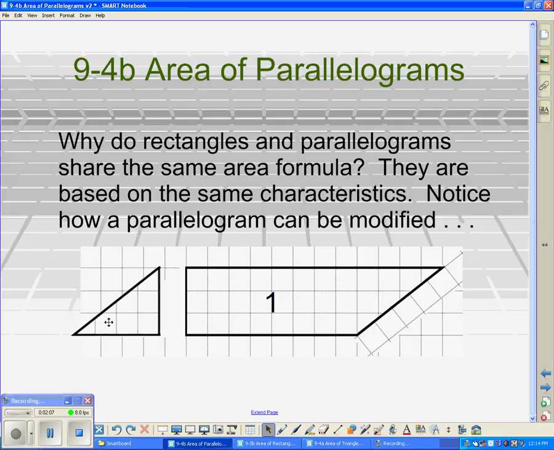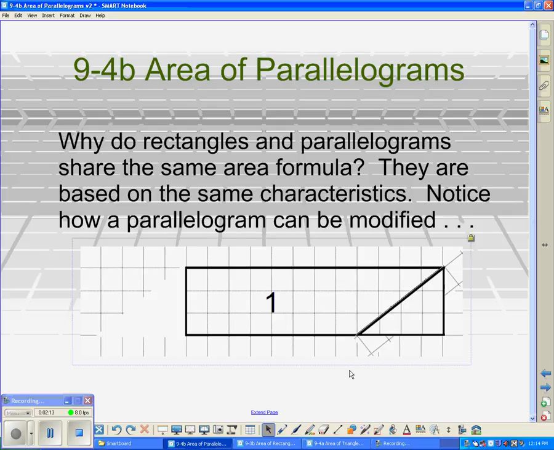If we take a saw or some kind of scissors or whatever and cut a triangular section off the end of a parallelogram and move that to the other end of the parallelogram, we can see that the parallelogram essentially makes a rectangular figure, right? So the characteristics of the parallelogram and the rectangle make them similar. In fact, rectangles are a type of parallelogram, so it makes sense that they would have the same formula for finding the area. That's about it, and now we'll do some practice.